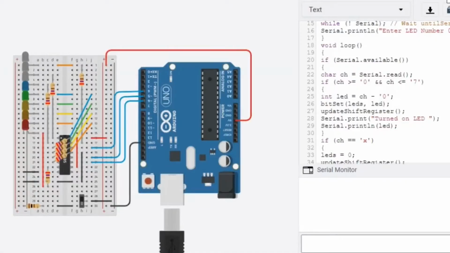As you can see, this circuit is exactly the same as the previous one. The only difference is that we can control the 8 LEDs by using a serial monitor. The X key on the keyboard shuts all the 8 LEDs off, while pressing keys 0 to 7 turns on the LEDs.